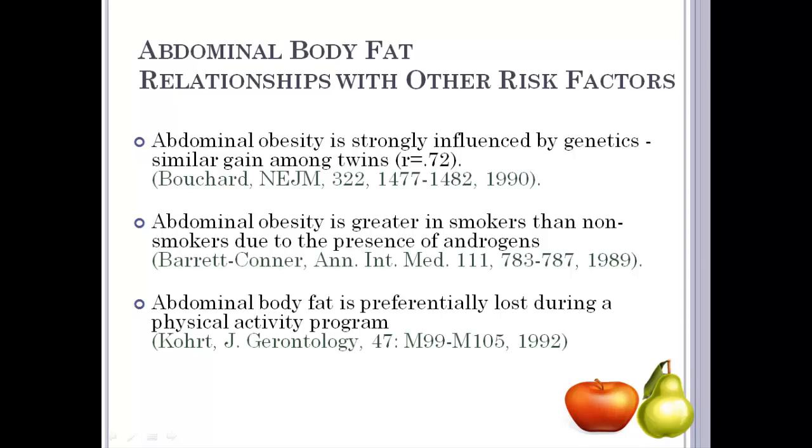We know that it's strongly influenced by genetics. So we see that there's a similar gain among twins. There's a greater amount of abdominal obesity in smokers than in non-smokers. And it's preferentially lost during a physical activity program. So the more you exercise, the less likely you are to have abdominal obesity.